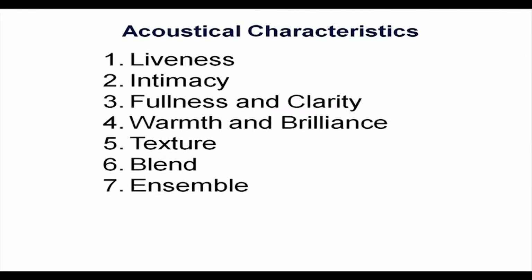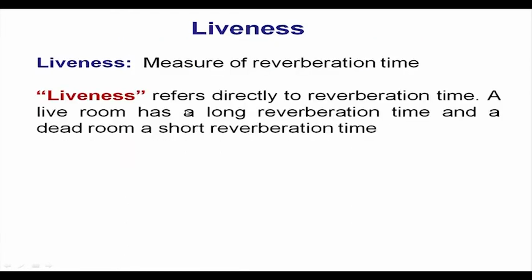Then there are some acoustic parameters for any acoustic room, some measurement parameters. One is called liveness, then intimacy, fullness, clarity, warmth or brilliance, texture, blend, ensemble. So, these are the 7 acoustic parameters which we have to know, which define the quality of the acoustic treatment of the room. So, what is liveness?